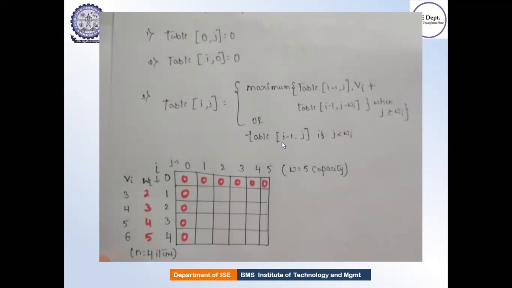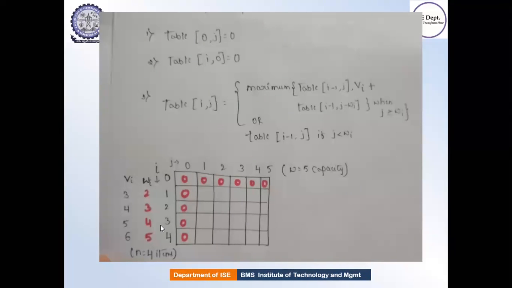So table of I minus 1 comma j will be used if j is less than wi. So you should remember these two formulas and you should start filling all the values in the table which has been used to solve this problem.